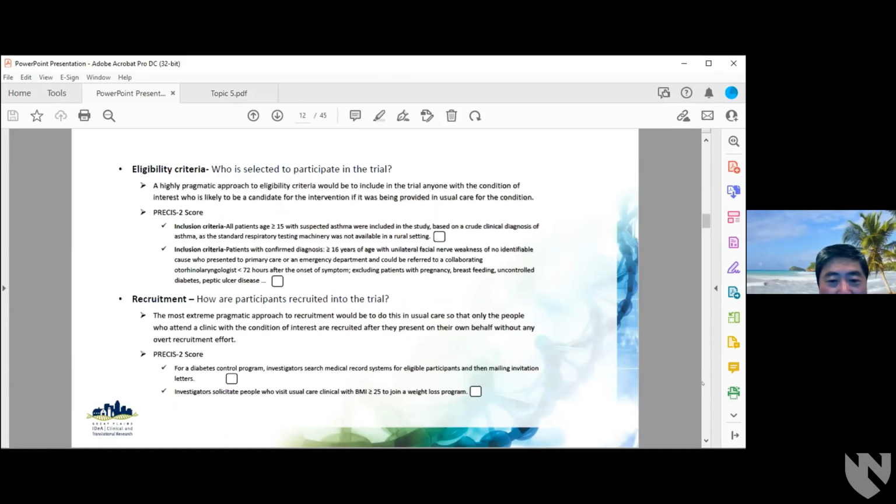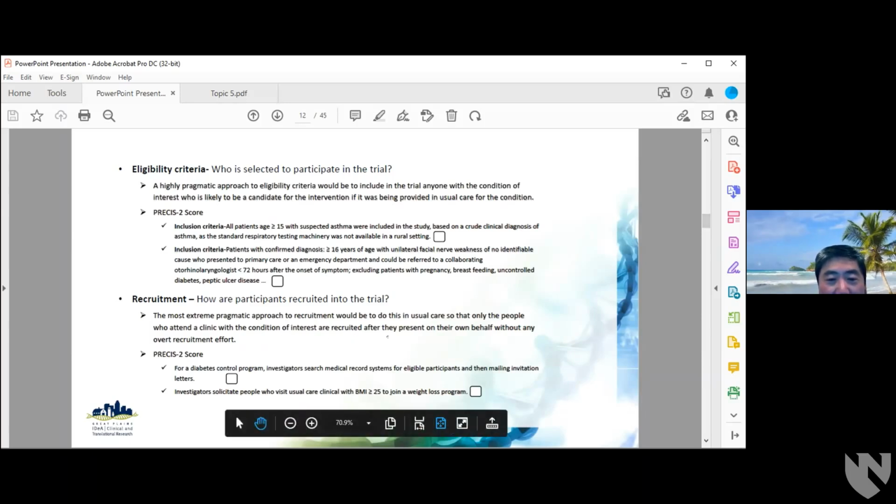recruitment is important, I think, if you're thinking about a pragmatic trial. The most extreme pragmatic approach to recruitment would be to do this in usual care, where you recruit patients who attend the clinics with the condition of interest and come on their own, without any over-recruitment effort. Now, to give an example, for a diabetes control program, investigators search the medical record system for eligible participants and then mail an invitation letter. What do you think?